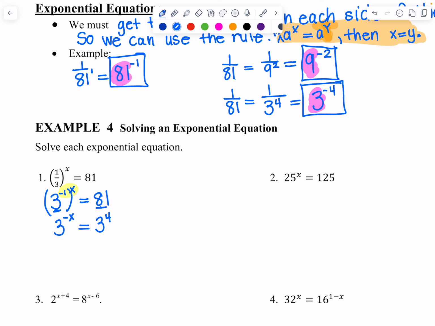We want to get the same base on each side. This is the base. So once we get the base on each side, guess what we do? Set exponents equal. So negative x equals 4. Final answer would be x equals negative 4. That would be the final answer.